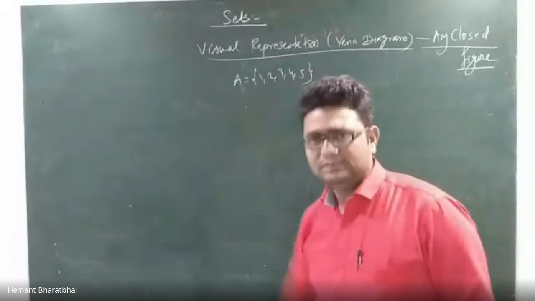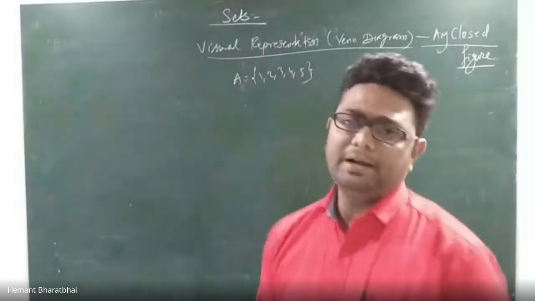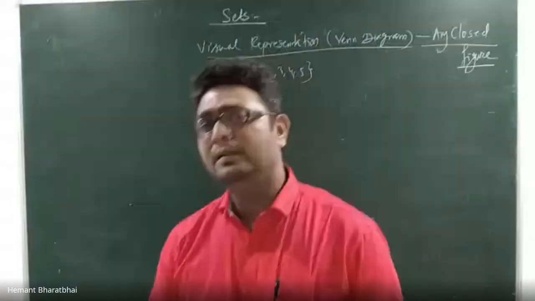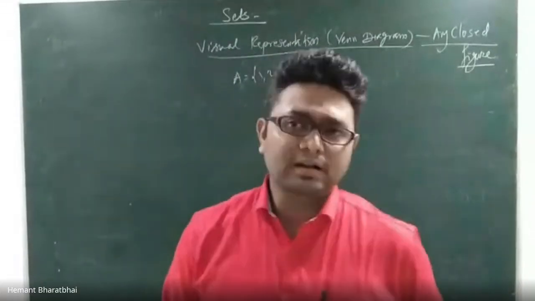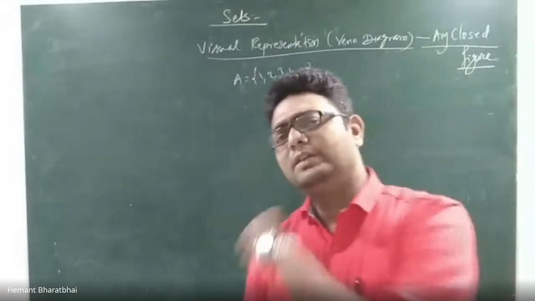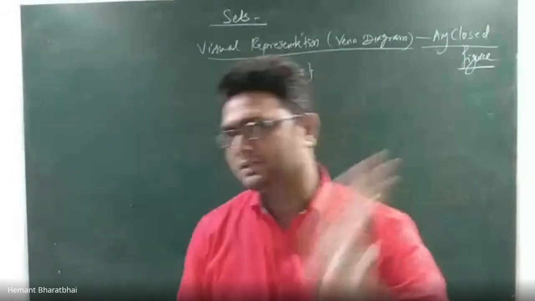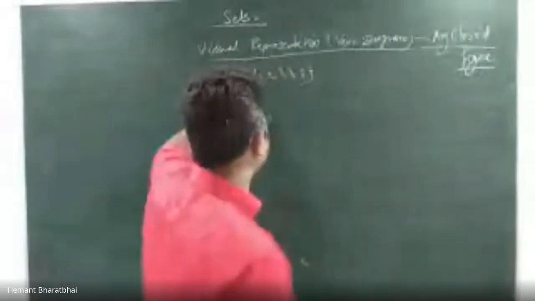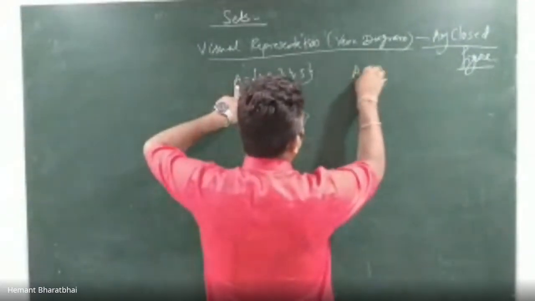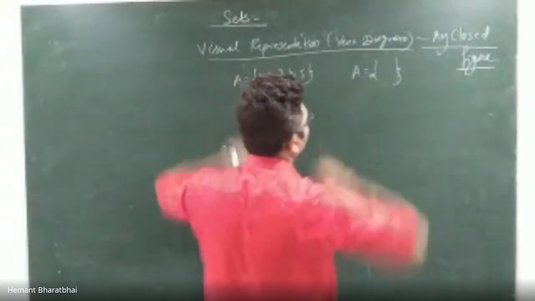Draw any closed figure: rectangle, triangle, pentagon, hexagon, trapezium, circle, rhombus, whatever you want. It's not compulsory that you draw only a circle. The only thing is that it should be a closed figure. Why closed? Because whenever we write a set, we open one bracket and we close the bracket.